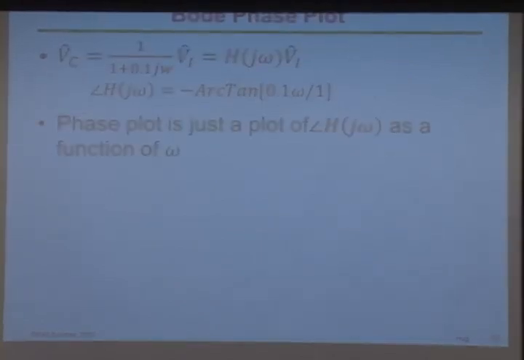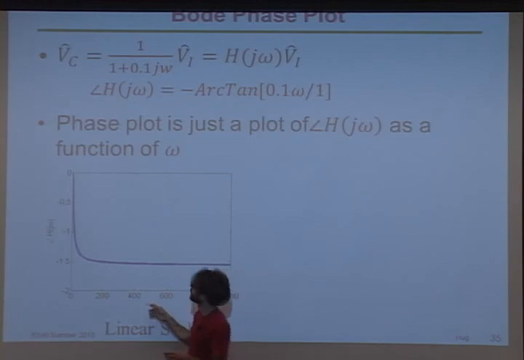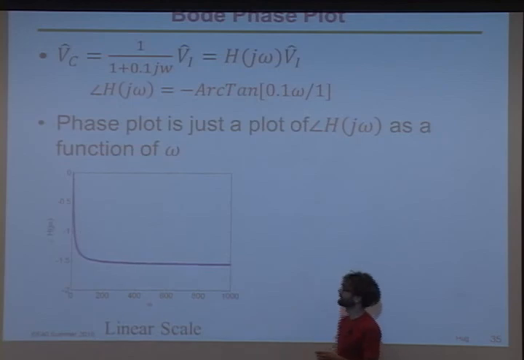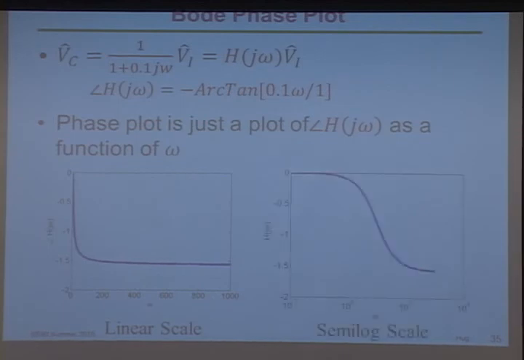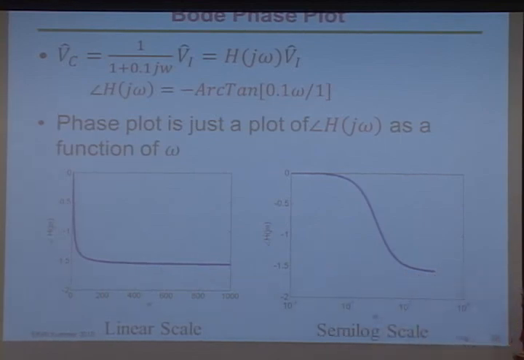OK, so phase is a little more subtle and generally a little less useful, but still important. If you plot arctan on a linear scale, you see that for very small omegas, there's not much of a delay. But then as you increase the omega, you end up getting 180 degrees. Wait, no, 90 degrees out of phase. And if you plot on a semilog scale, and again, I picked semilog because it turns out to be useful, what you'll see is that for very small frequencies, there's no delay in your signal.